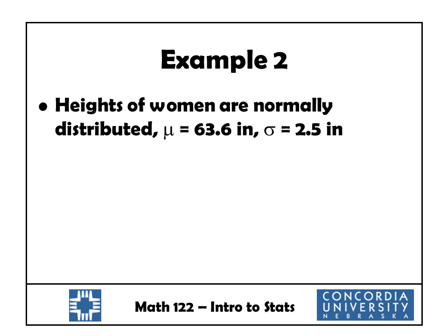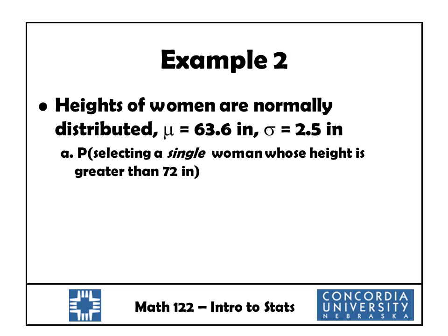In our next example, we're going to illustrate the difference between a regular non-standard normal distribution problem and a central limit theorem problem. The heights of the population of women are normally distributed with a mean of 63.6 inches and a standard deviation of 2.5 inches. So they're dealing with a non-standard normal distribution. We're going to calculate two different probabilities using this information.